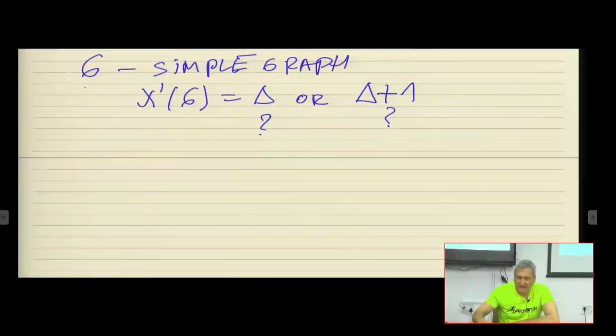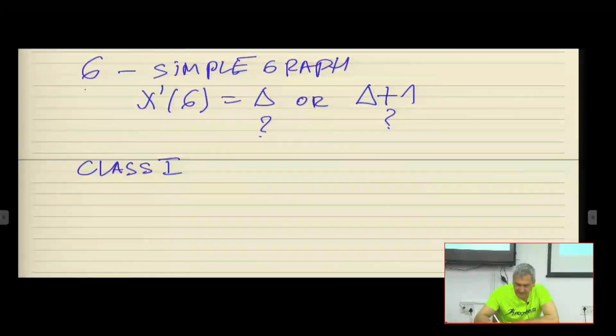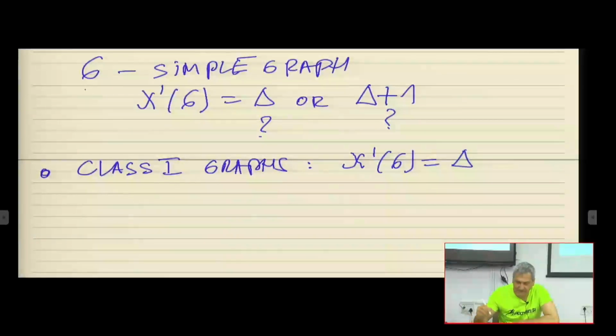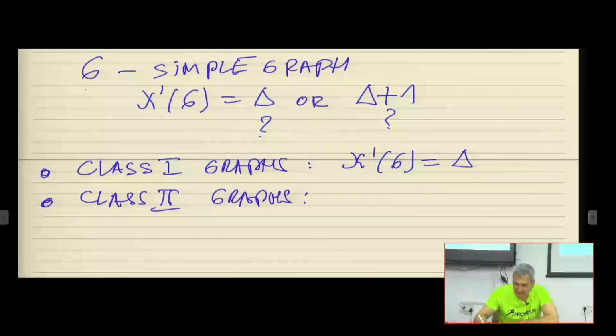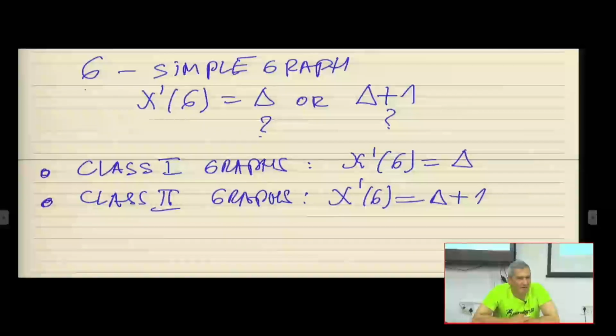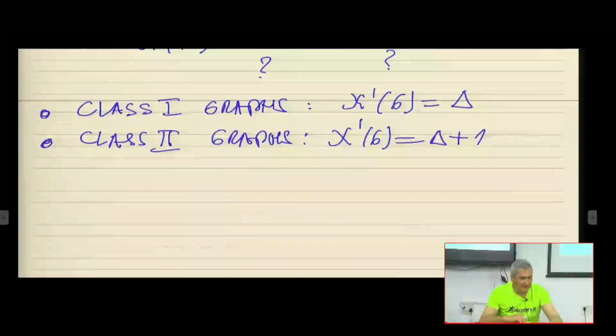And then, to be more formal, we define class 1 graphs if they have chromatic index delta, and similarly class 2 graphs if the chromatic index equals delta plus 1. So we can say now the Petersen graph belongs to class 2. The hypercube belongs to class 1, and every bipartite graph belongs to class 1.